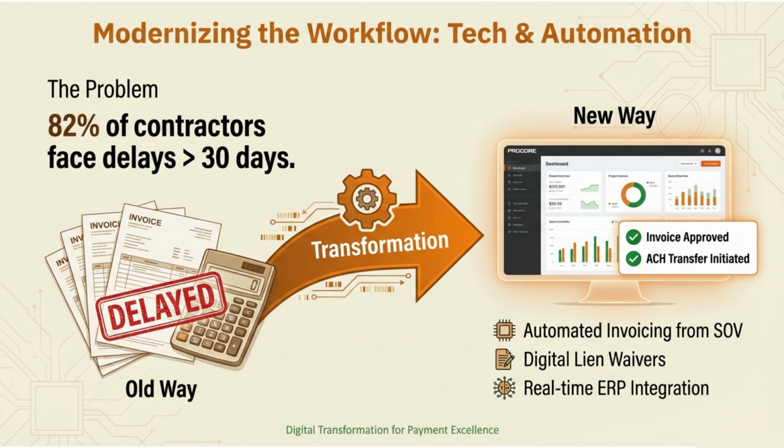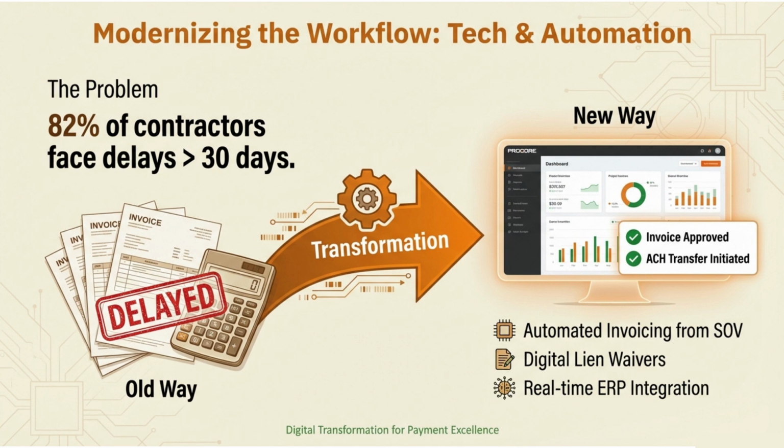Transformation. The big orange arrow. We're moving from chaos to clarity, from manual to automated, from delayed to instant. The new way, right side. Welcome to Procore, or similar construction management software. Look at that beautiful dashboard. Invoice approved. ACH transfer initiated. Everything's automated, tracked, and transparent.